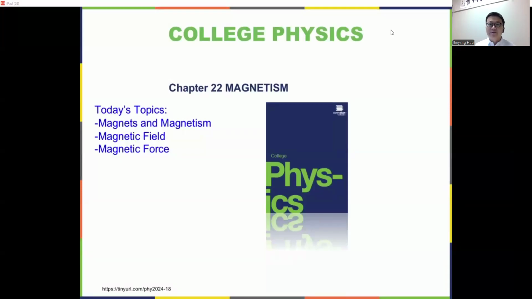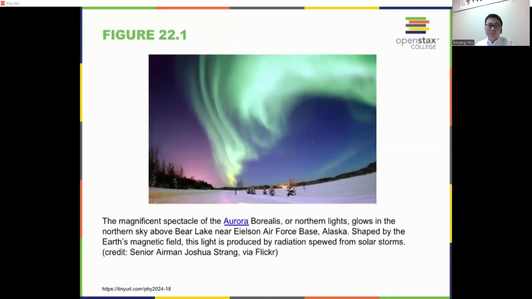Welcome back. So today we'll start a new topic on magnetism, and in the next few lectures we'll be working on the concepts of magnetism. For today we'll be talking about magnets and magnetism and magnetic field, and also we'll touch on magnetic force and some of its applications. So let's jump in here.